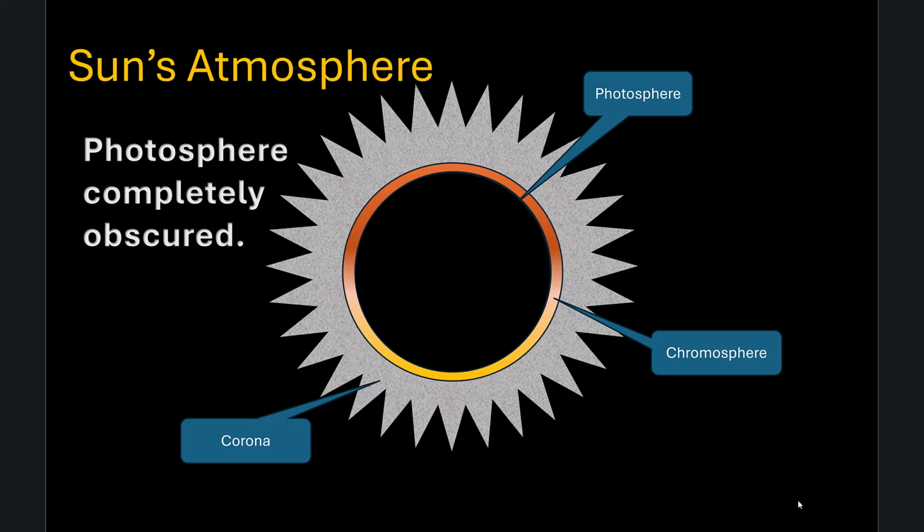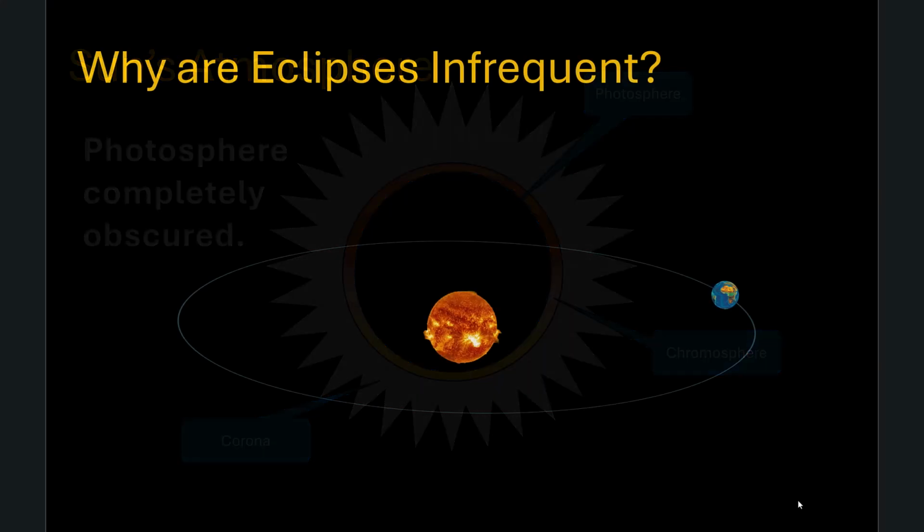This cannot take place in a partial eclipse. You have to leave your glasses on the entire time. Any time that the photosphere is exposed at all, you have to account for that.